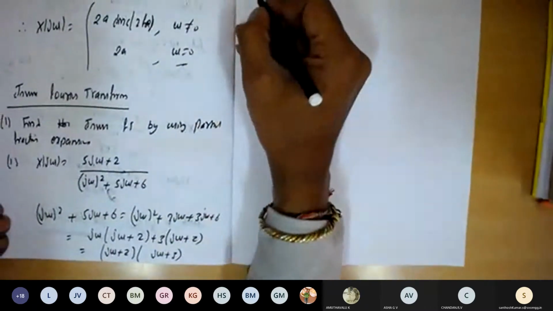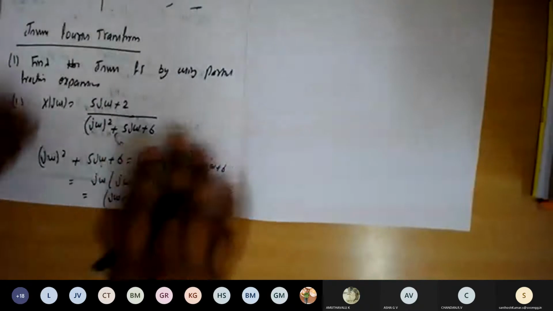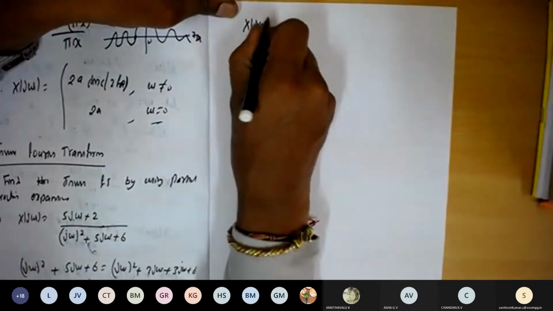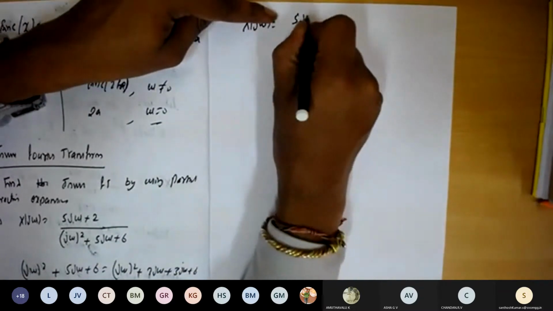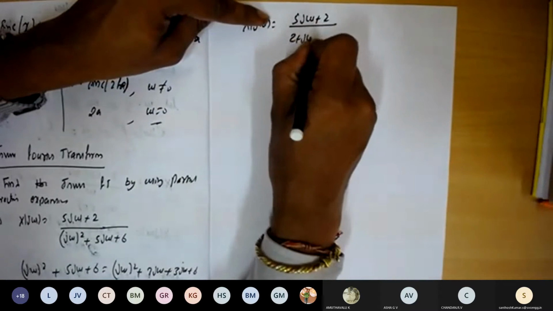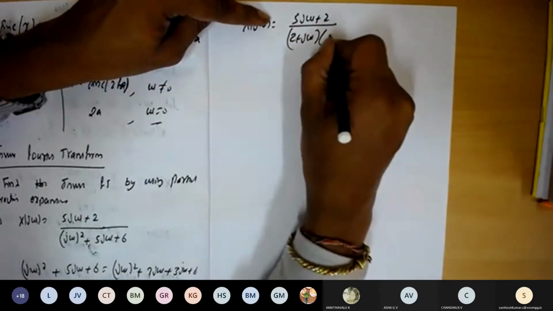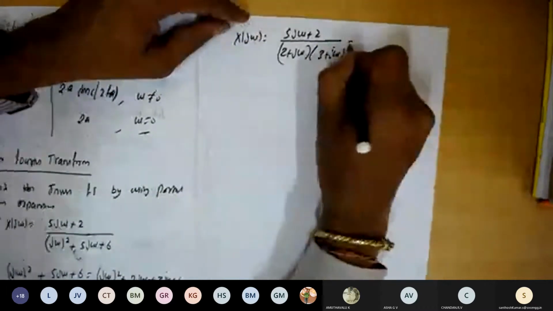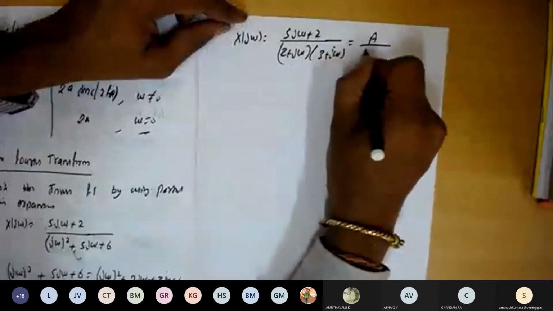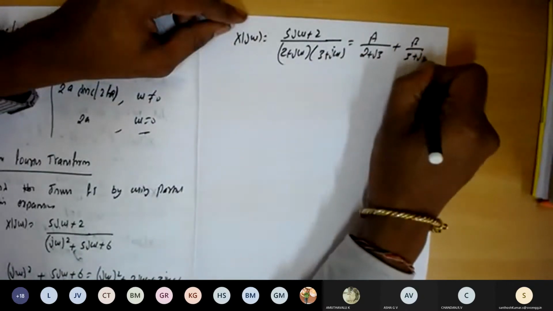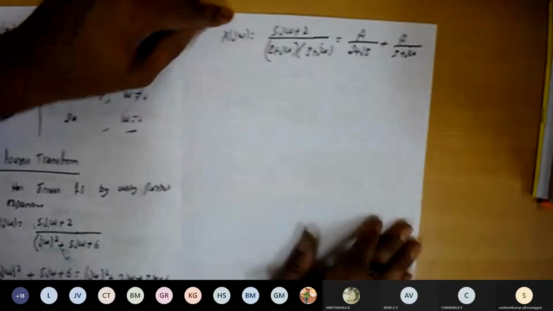So we'll write the denominator in terms of the product of 2 plus j omega and 3 plus j omega, so that X of j omega is equal to (5j omega plus 2) divided by (2 plus j omega)(3 plus j omega). Let us express this as a partial fraction expression: a divided by (2 plus j omega) plus b divided by (3 plus j omega).